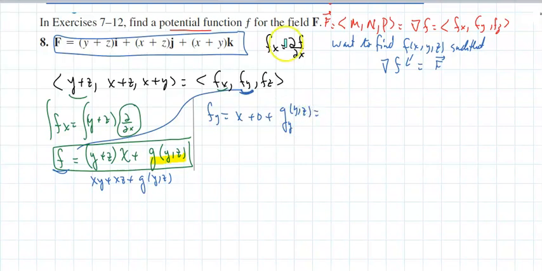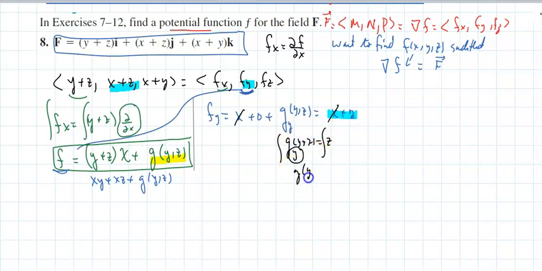And what should that equal? Well, I know that this right here must equal the x plus z. And in this case, if I look at that, those cancel out. If the partial of g with respect to y is z, if I integrate, I'm undoing a partial derivative with respect to y.